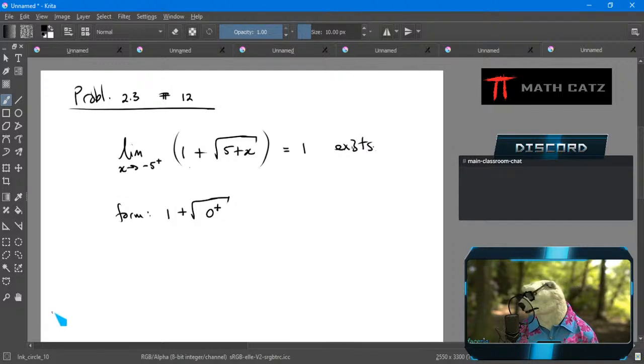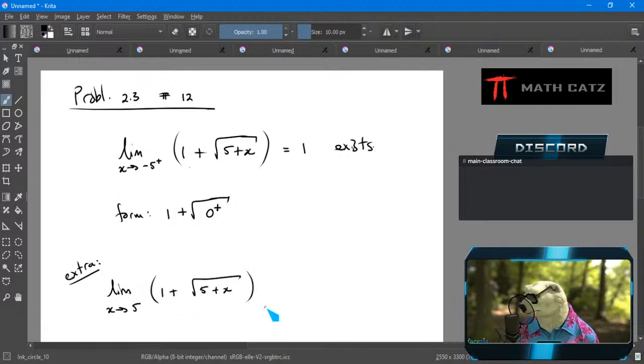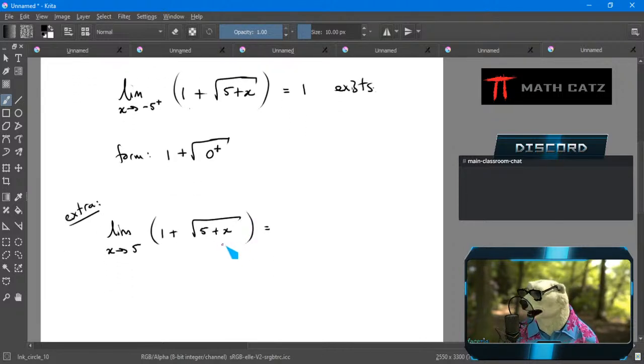Let me just do another extra example here, very quick. If I ask for the limit as x approaches 5, I don't even care what the direction is. What would we do now? I do the same thing initially in that I see a square root, so I need to watch out. Maybe you do want to check the form. Okay, 1 plus the square root of something.